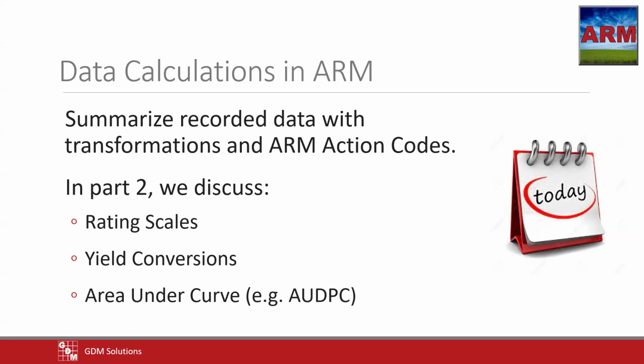So today we're picking up right where we left off and covering some other types of calculations that are possible in ARM. Specifically, we'll look at rating scales: number one, how to enter them in ARM, as well as the calculations we can draw out from assessments like that. We'll look at our yield conversion tool and area under curve, or things like the area under disease progress curve, your AUDPC as well.